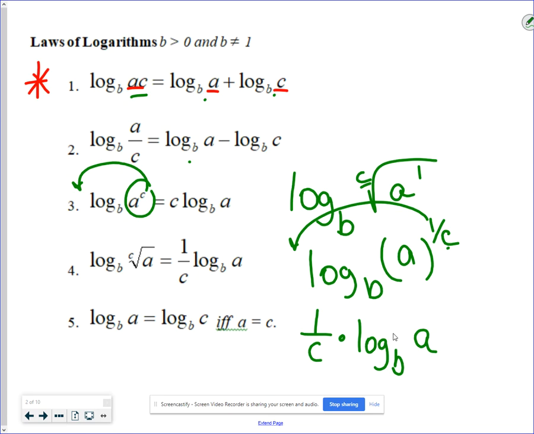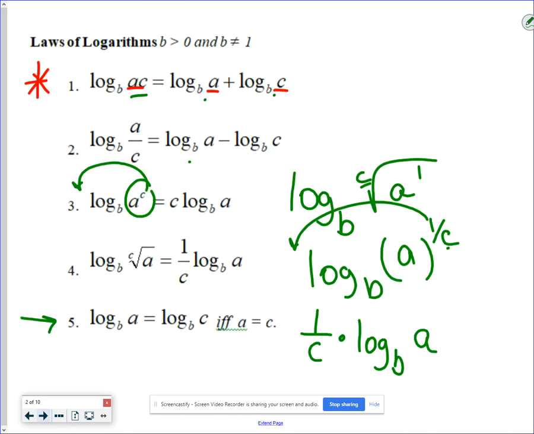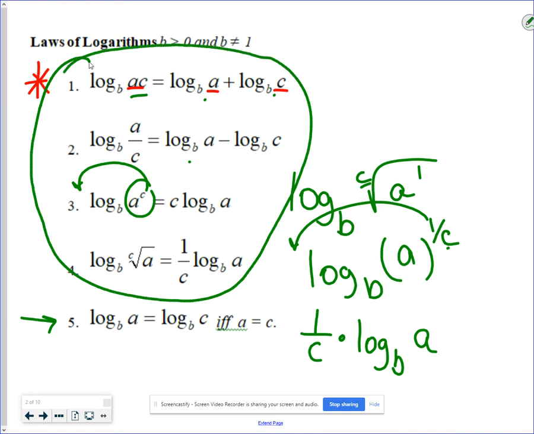And then rule 5 is actually the same as rule 5 here. It's just an important rule, so I just wrote it out twice. So if you get log equal to log, the logs cancel out. You can set a equal to c. All right, so what we're going to be doing today is practicing these rules right here to solve logarithms. So let's look at an example.